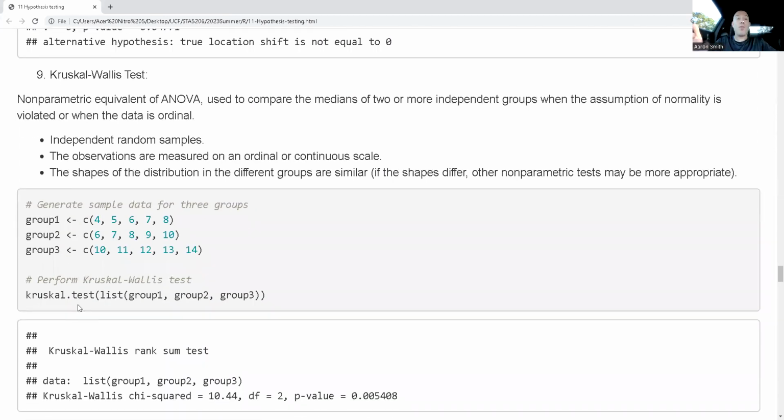Next one is the Kruskal-Wallis test. This is the non-parametric version of ANOVA. It's used to compare the medians of two or more independent groups when the assumption of normality is violated or when the data is ordinal.